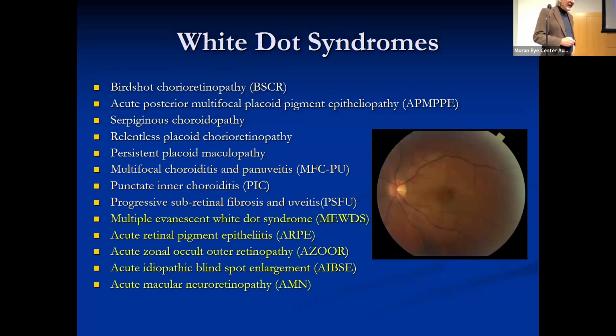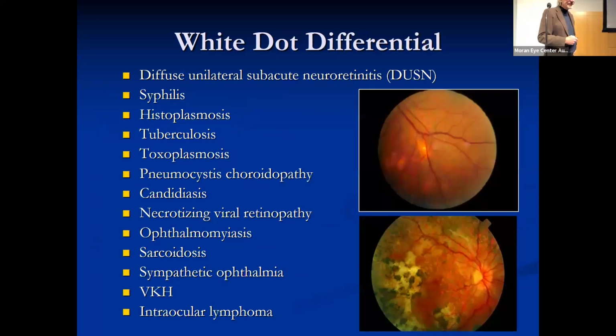Then there are a group of other white dot syndromes, such as MEWDS, multiple evanescent white dot syndrome, acute retinal pigment epitheliitis, which I think only Deutman has ever seen, AZOOR, acute zonal occult outer retinopathy, acute blind spot syndrome, and acute macular neuroretinopathy, which are kind of grouped into a similar grouping, as they require different considerations for treatment.